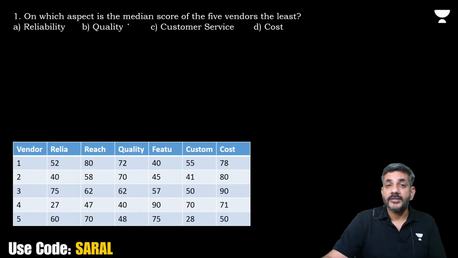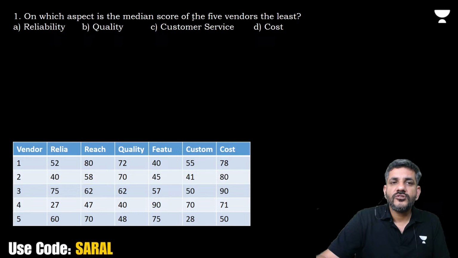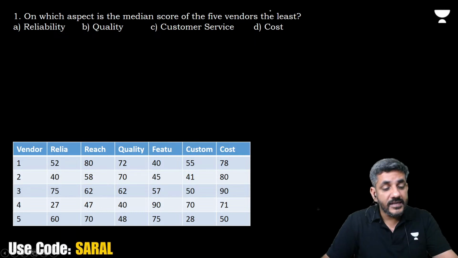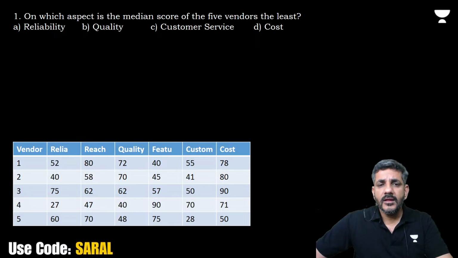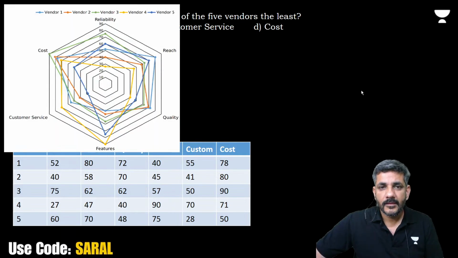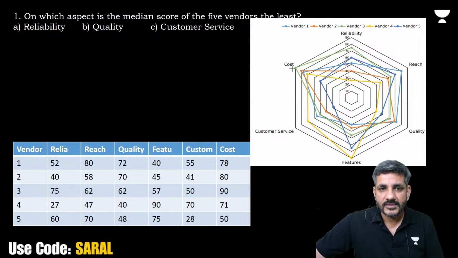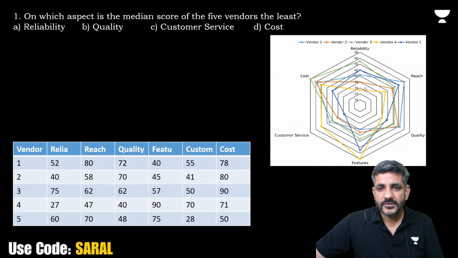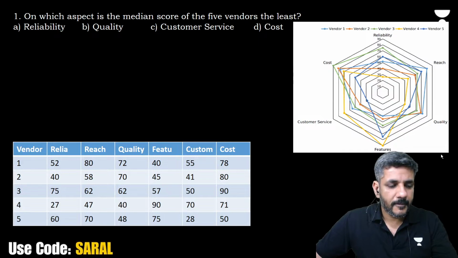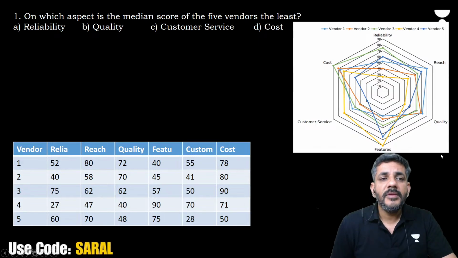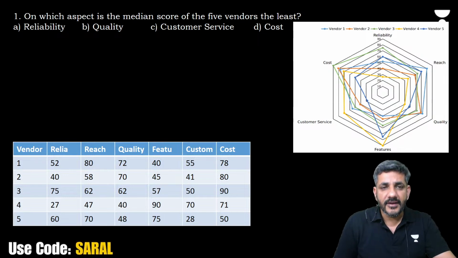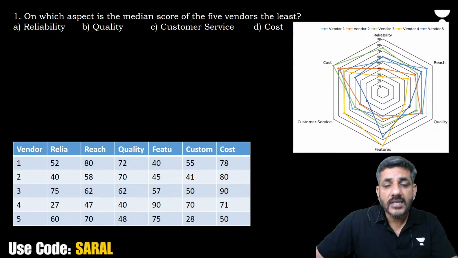In which aspect is the median score of the 5 vendors the least? Now, possibly for this question, a graph also could have helped us. How? Let me just show you the graph as well. Okay, so I'll have to decrease the size a little bit. Now the question is saying on which aspect the median score of the 5 vendors is the least.